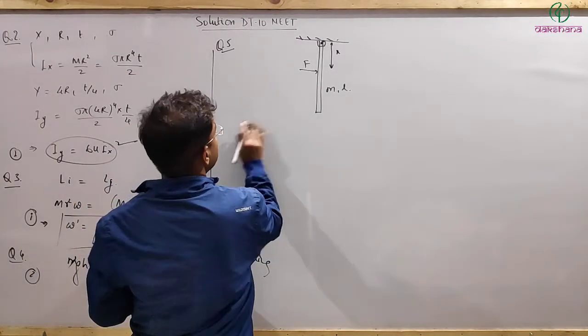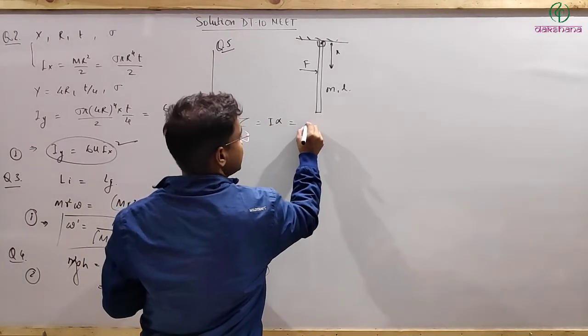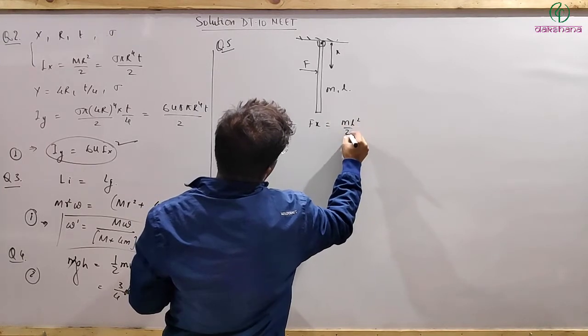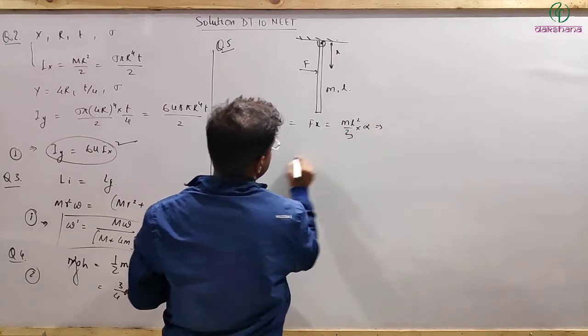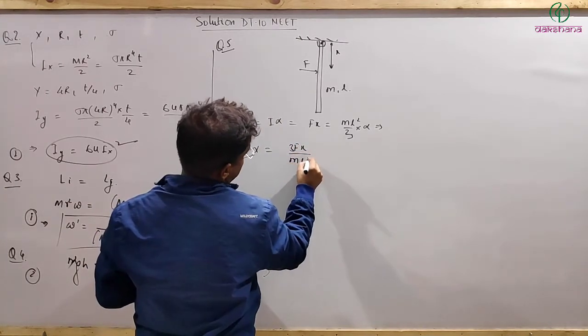So here we will write tau will be equal to I into alpha, and that will be equal to basically F into x is equal to m l square by 3 into alpha. This implies alpha is equal to 3Fx divided by m l square.